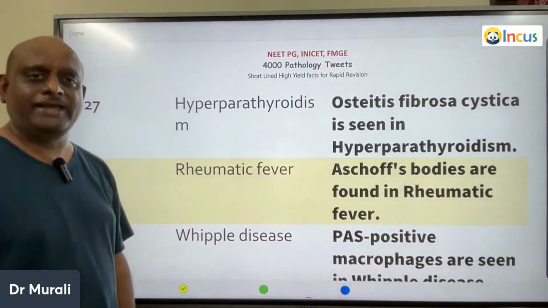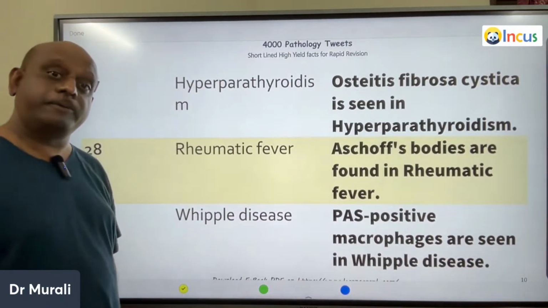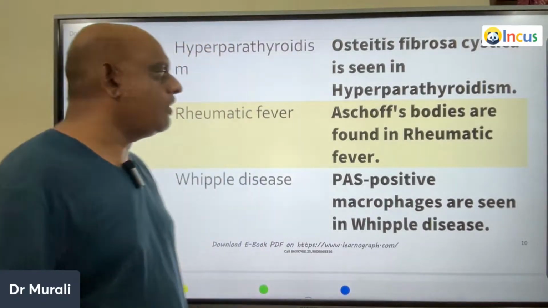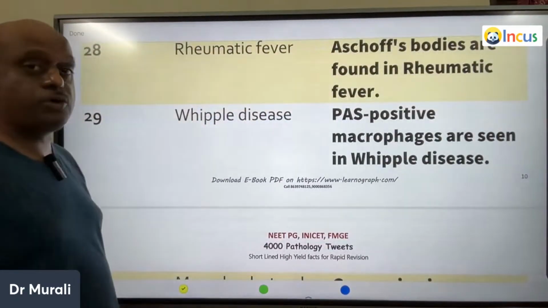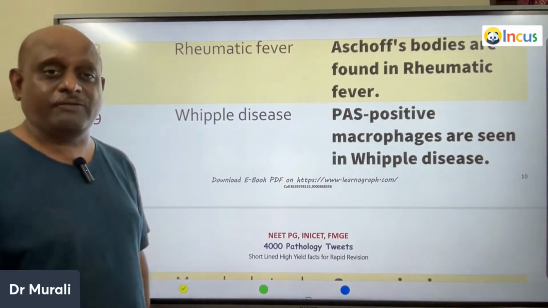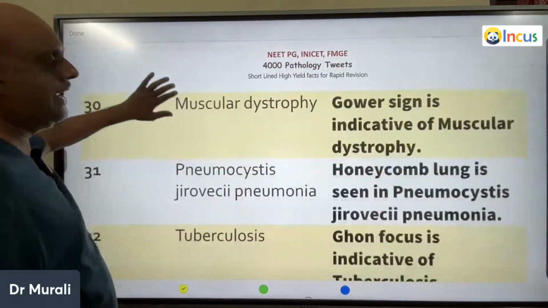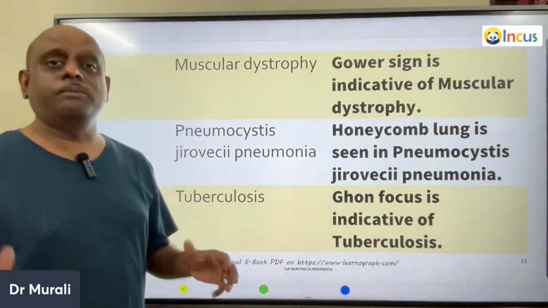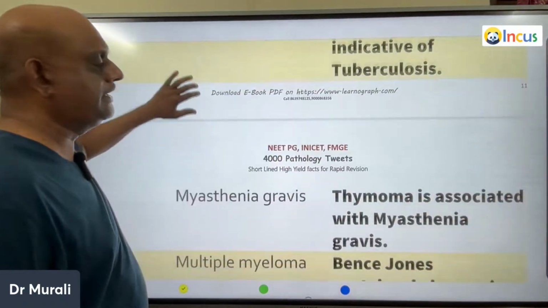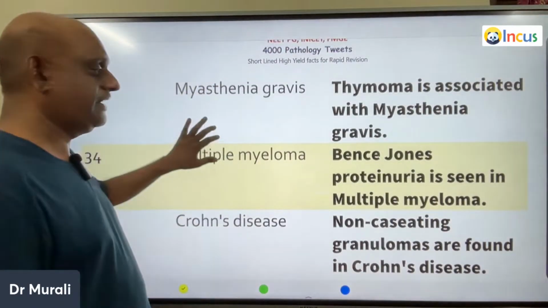Just before, we have seen the radiological appearance of osteitis fibrosa cystica, which is seen in hyperparathyroidism. Aschoff bodies in rheumatic fever, PAS positive granules, typically in the histology of Whipple's disease. Just before, we have reviewed an image-based question on Whipple's disease, right? Then Gower sign is a feature of muscular dystrophy. Honeycomb lung in Pneumocystis carinii. Ghon focus in primary tuberculosis. Just now we have seen the radiological picture. Thymoma is a feature of myasthenia gravis.